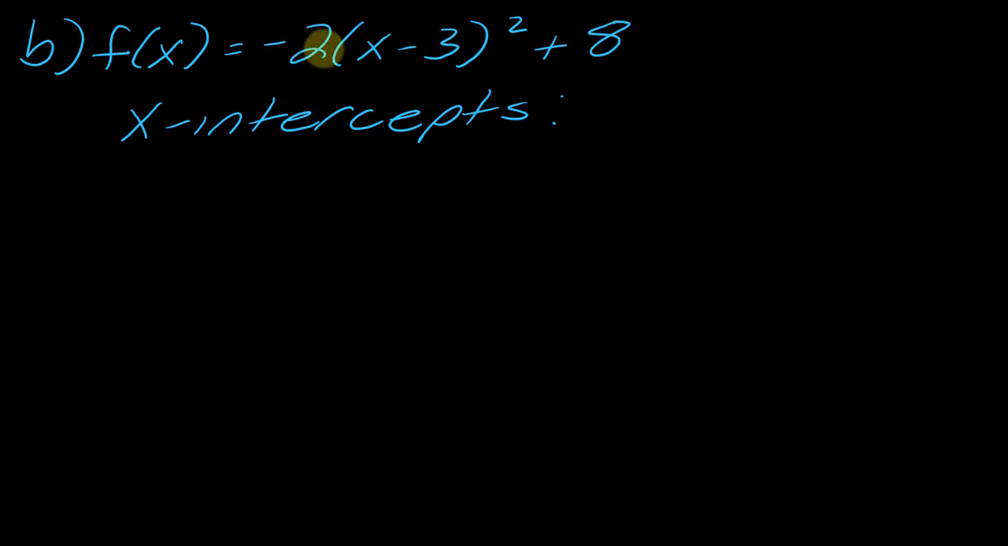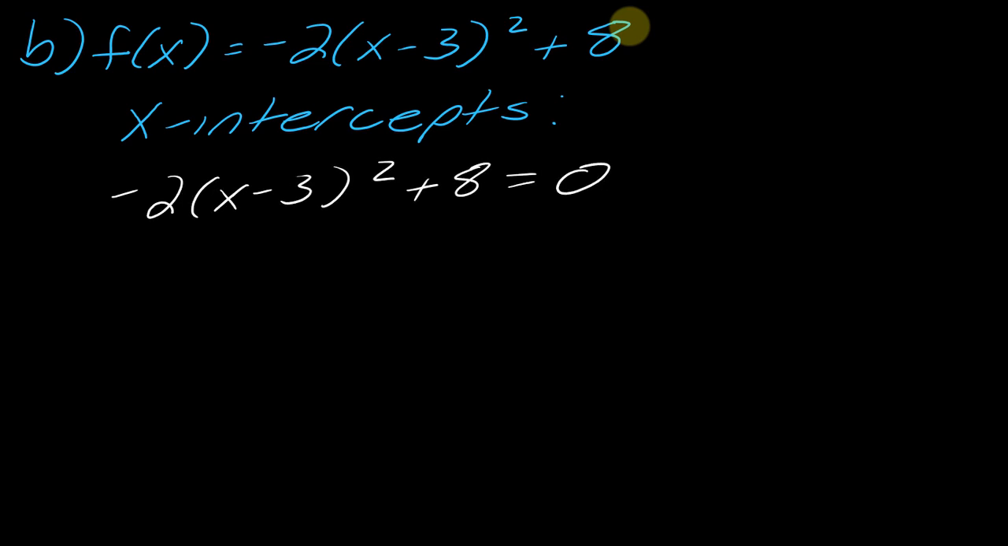So now what I've got to do is set this whole thing equal to 0. So this becomes -2 times (x minus 3) squared plus 8, and I'm going to set that equal to 0. Now, notice the thing that's being squared. This is a little bit trickier in this case. Here's the part that's squared. This -2 is not squared, so ultimately our goal is to get just this piece isolated.